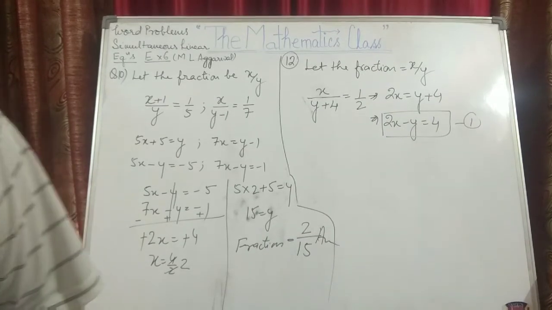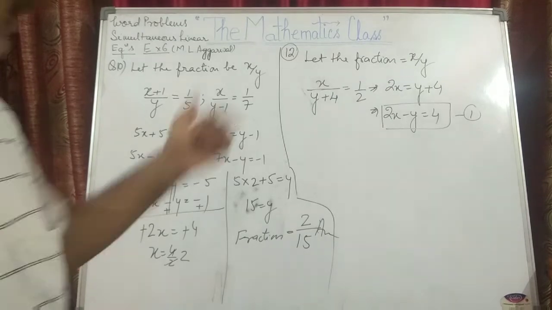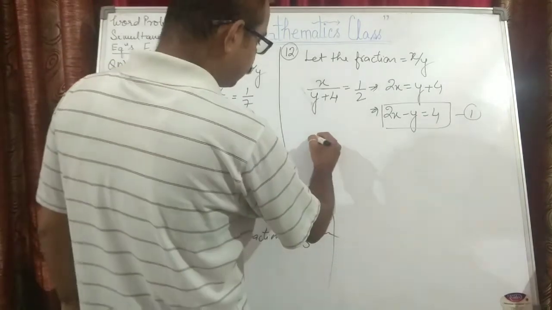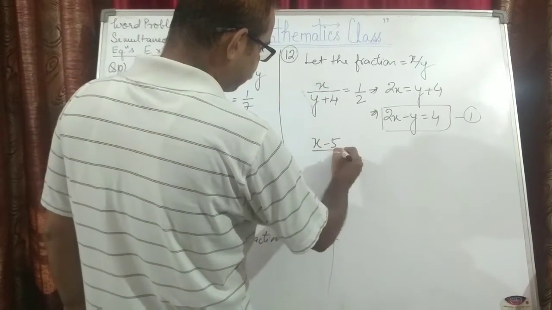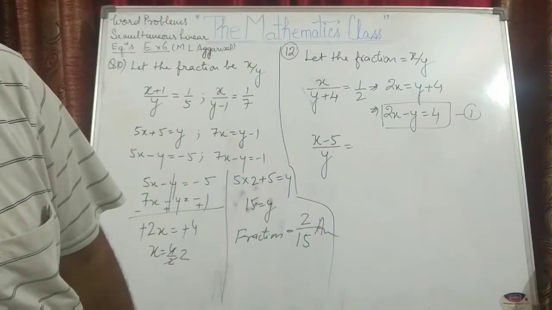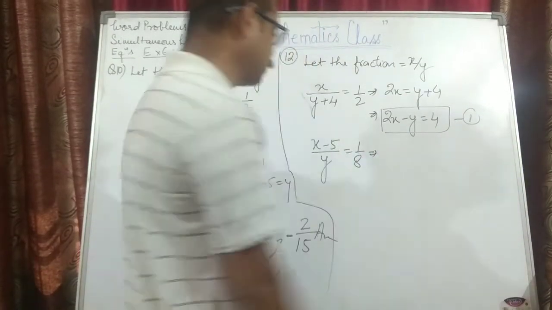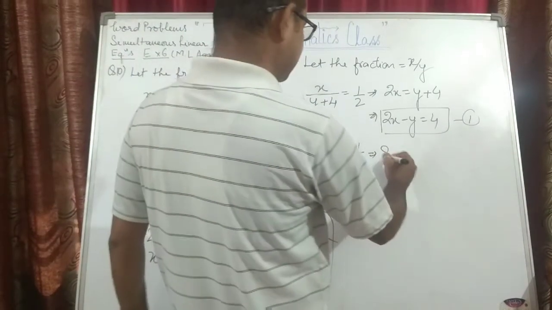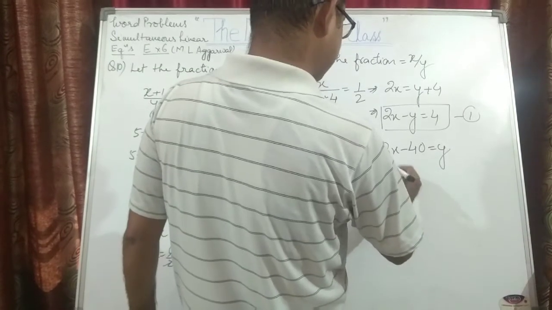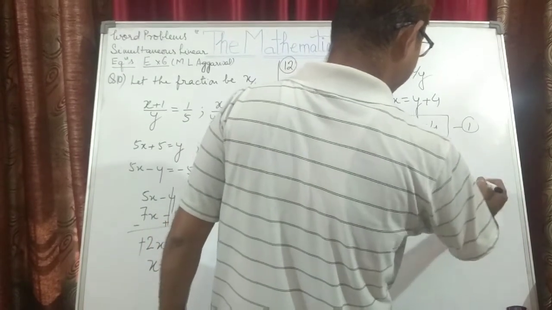Now second part, what do they say? The fraction becomes 1 upon 2 when the denominator is increased by 4. Okay, this we have done. And it becomes 1 upon 8 when numerator is diminished by 5. Numerator is diminished by 5 but denominator remains as it is, and it becomes 1 upon 8. So 1 upon 8, and when you solve it out, again cross multiply. So it will be 8x minus 8 5s are 40 is equal to y. So 8x minus y is equal to 40. And this is equation number 2.